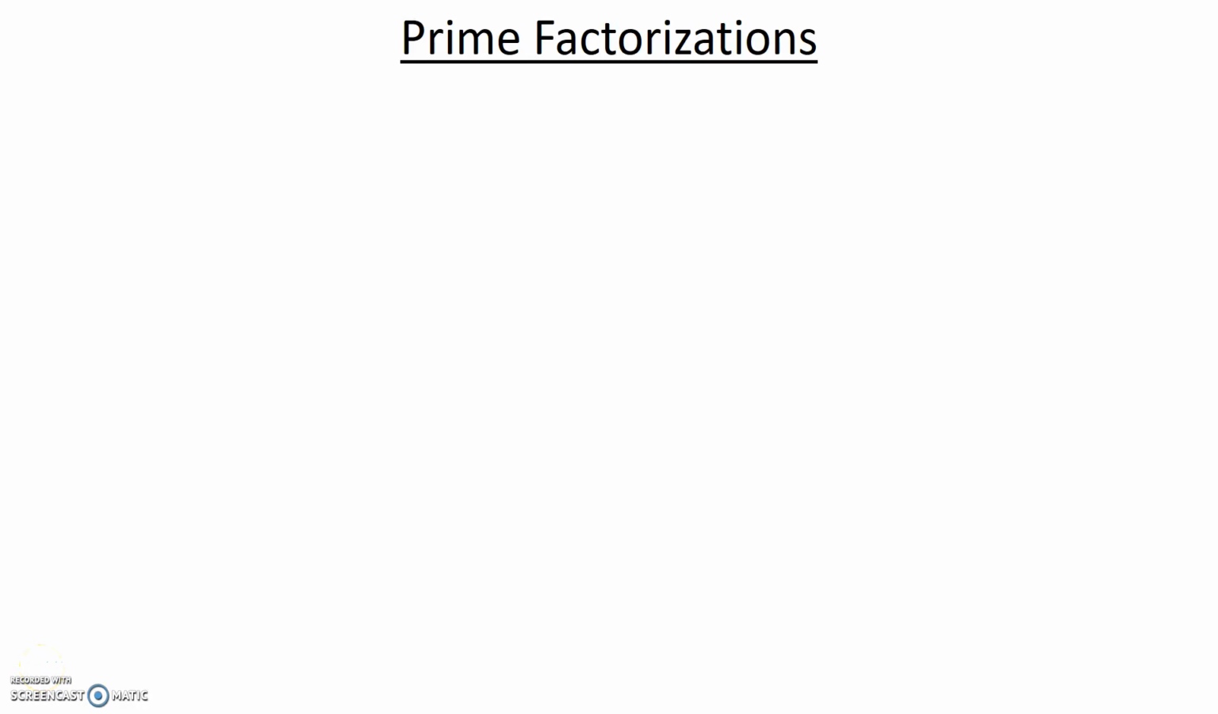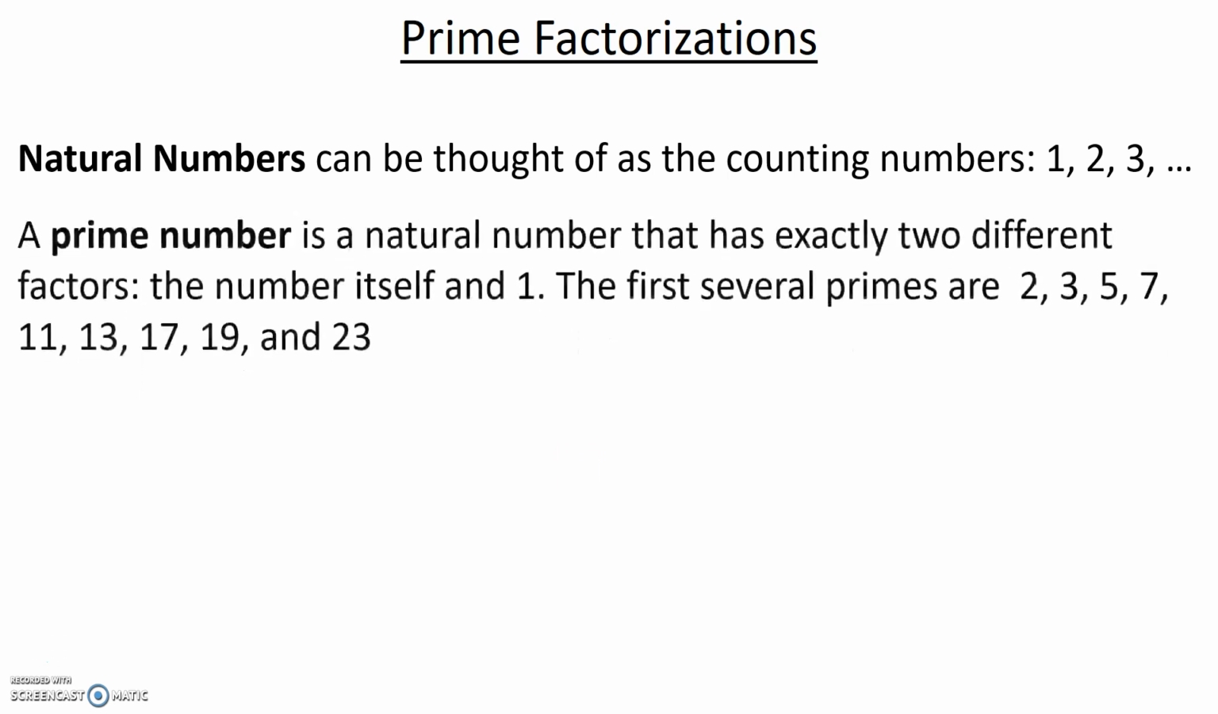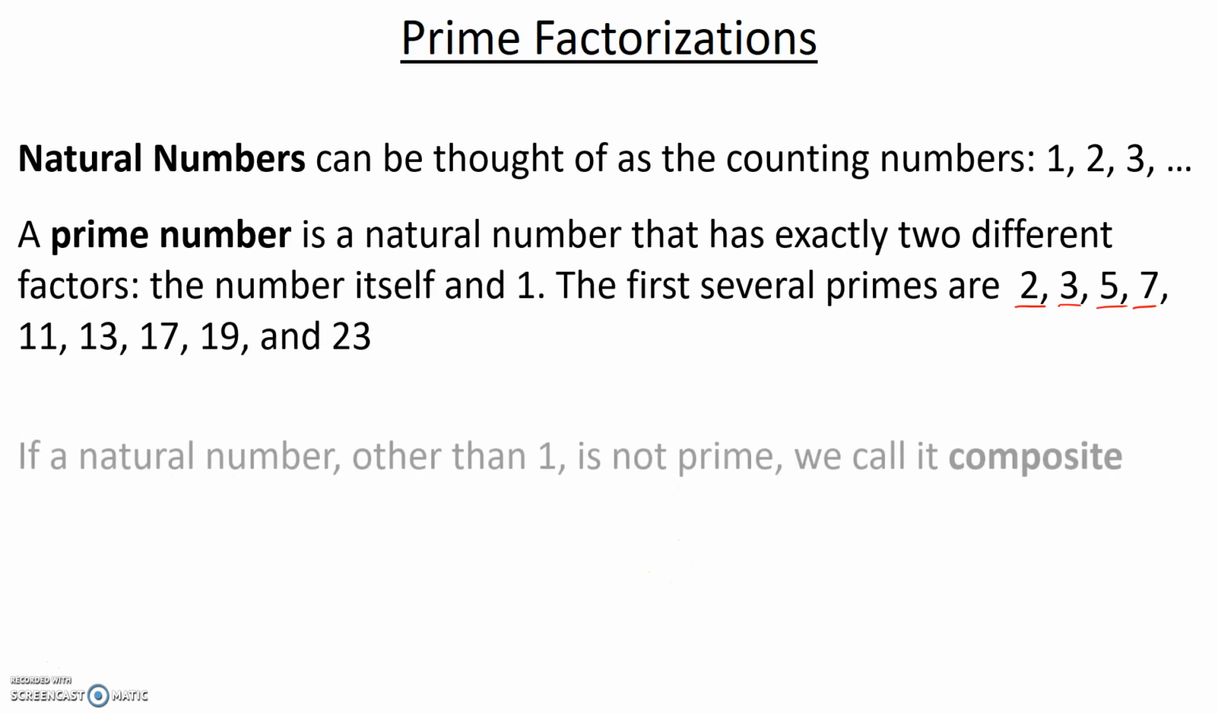In this video, we're going to talk about prime factorizations of natural numbers. A natural number can be thought of as a counting number, 1, 2, 3, and so forth. A prime number is a natural number that has exactly two factors, the number itself and 1. The first several primes are 2, 3, 5, 7, 11, 13, 17, 19, 23, etc.